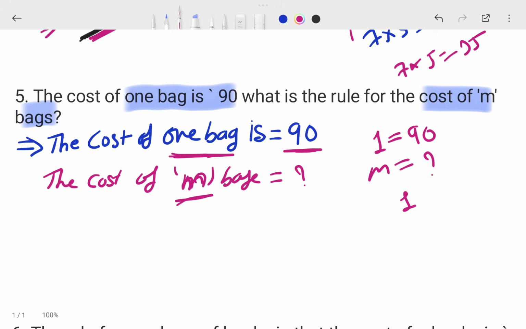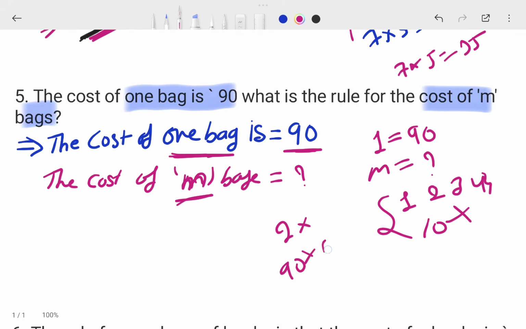It is asking one bag, two bags, three bags, four bags, 10 bags. How many bags they are asking, we don't know. So how can we say the price? If it is asking two bags, then we will say the price of one bag is 90 rupees, you need two bags, it is going to be 180 rupees. We directly say that. Suppose someone says I need 5 bags, we will directly say the price will be 450.